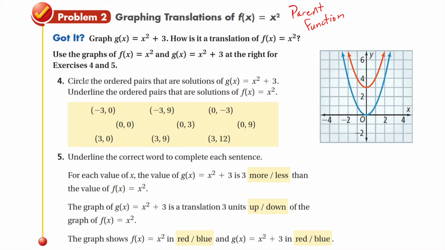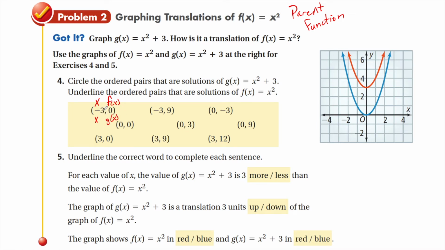Well, so let's circle the ordered pairs of the solutions for g of x, and underline the ordered pairs with the solutions for f of x. Well, all we're going to be doing is just technically plugging everything in. So taking a look at all of these different points, they're going to give you either the x value and the f of x value, if it works, or it gives you the x value and the g of x value. Again, if it works.